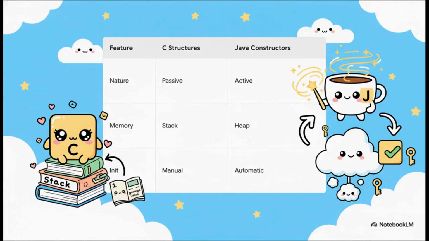How about logic? C cannot contain executable code. Remember, zero behavior. But Java's constructor is a block of executable code. And finally, initialization. In C, it's manual, line by line, and if you forget, you're stuck with garbage values. In Java, initialization is automatic, enforced at the very moment of creation and handled incredibly safely.